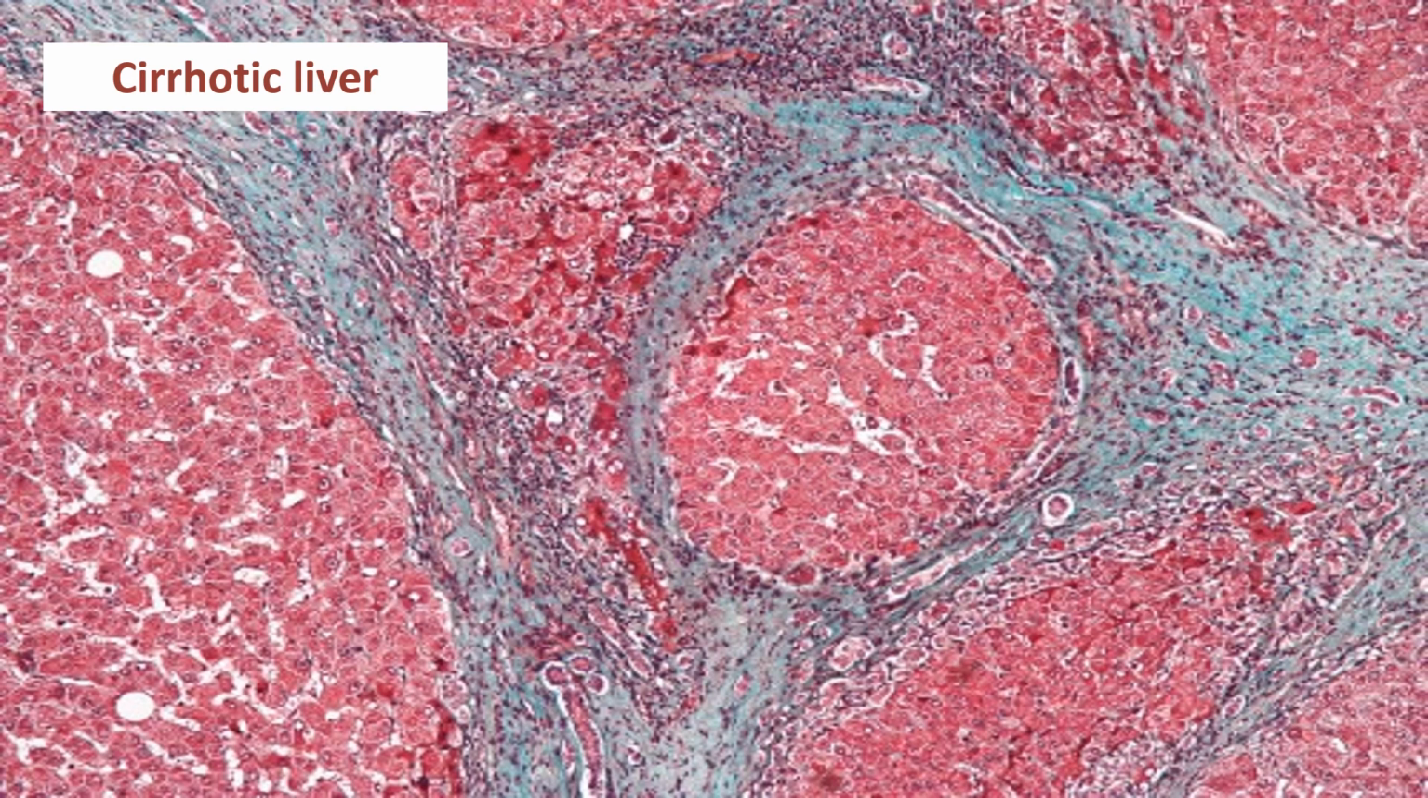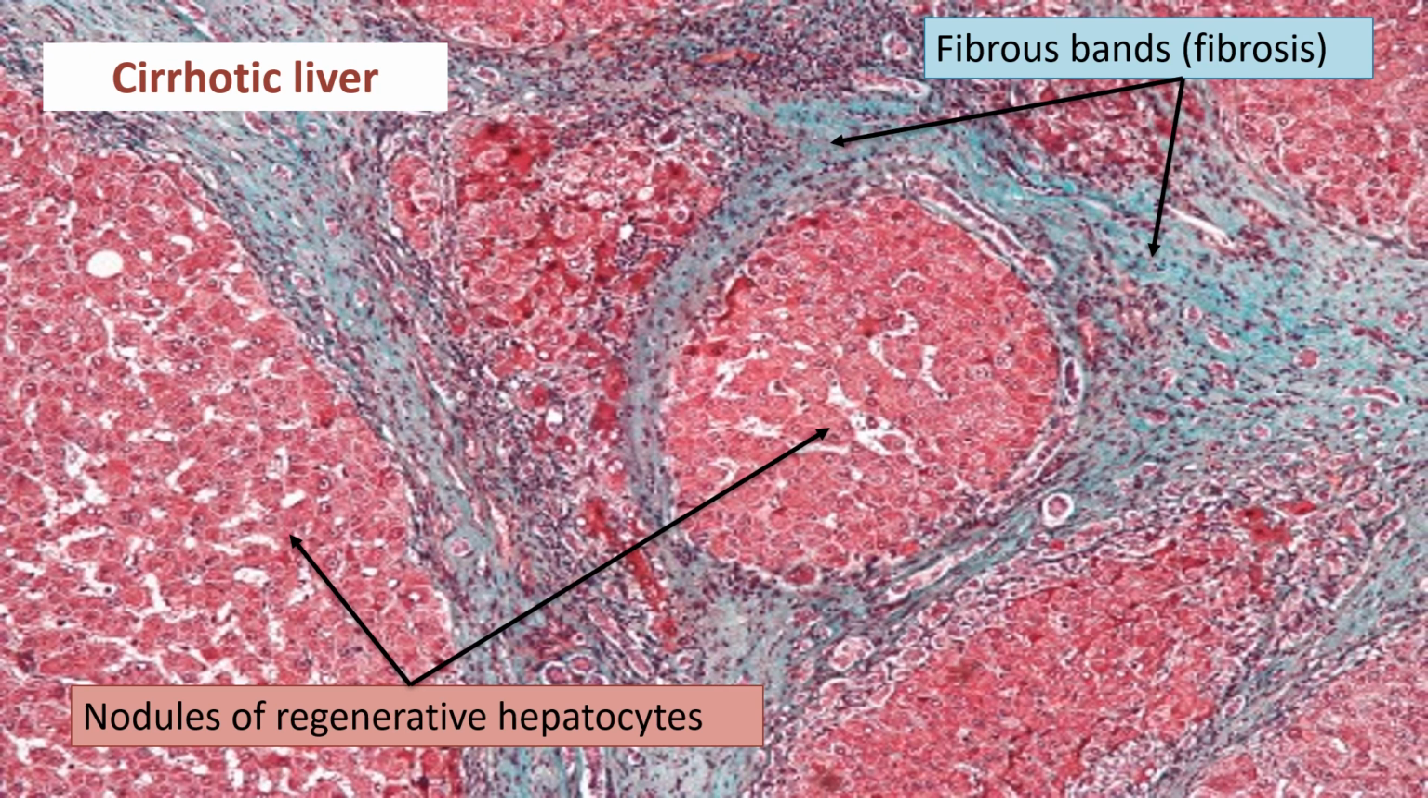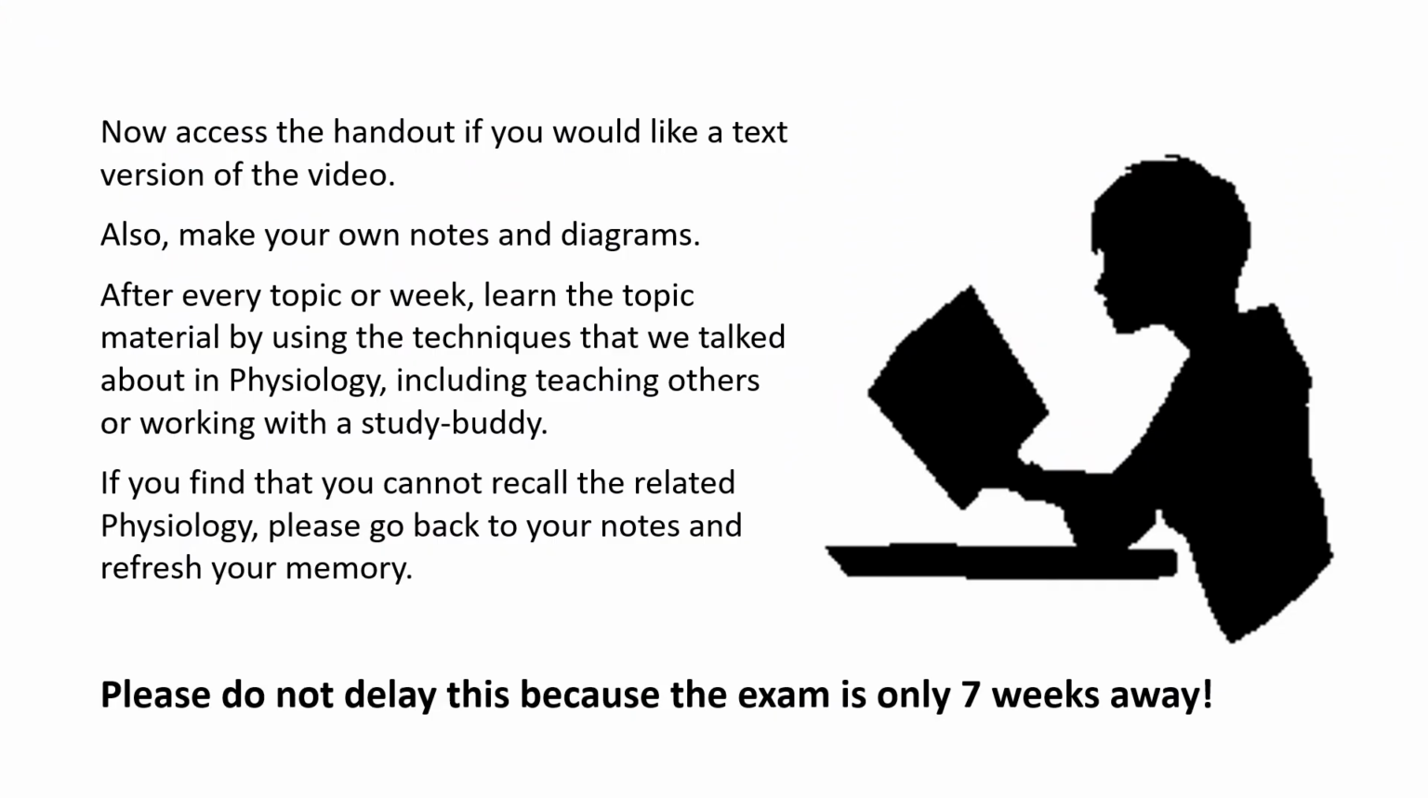So here we can see some actual histology, and the blue that we can see there are the fibrous bands. This is our fibrosis, our septa, separating out the nodules of regenerating hepatocytes. Okay, so that was our underpinning pathophysiology for hepatitis C and alcoholic liver disease. Our next section will look at the applied pathophysiology of signs and symptoms in liver disease generally.